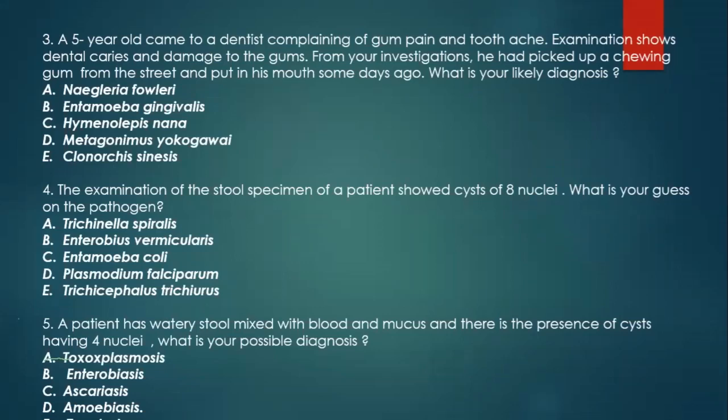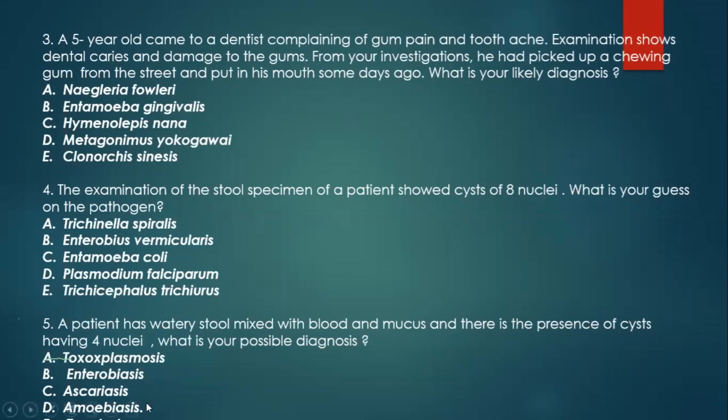Of course, for people that may not really understand why: the question said this patient came with watery stool, mixed with blood, mixed with mucus. So you'd be likening it to raspberry jelly stool, right? The patient had the presence of cysts with 4 nuclei. So this patient obviously has Entamoeba histolytica swarming in his body system. The major disease that Entamoeba histolytica causes is actually amoebic dysentery, aka amebiasis.